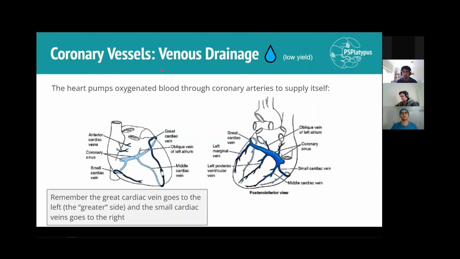So coronary vessels, venous drainage. This stuff is, again, very, very low yield, but I've just included it for completeness. I think the only thing you should probably keep in mind is, first of all, where the coronary venous system originates. It drains into the right atrium via this large channel here called the coronary sinus.